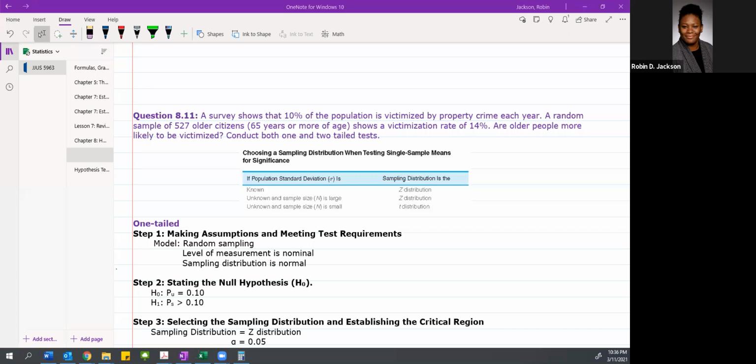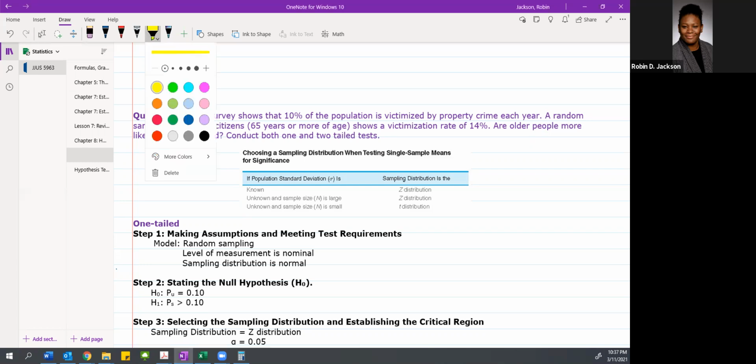When you do your work, you're still going to have to show all of your work. But for the sake of time, and not having a video that lasts another 40 minutes, I'm not going to do all of the calculations for the two-tailed test, and I'll explain why when I get to it. Okay, so on that note, question 8.11.